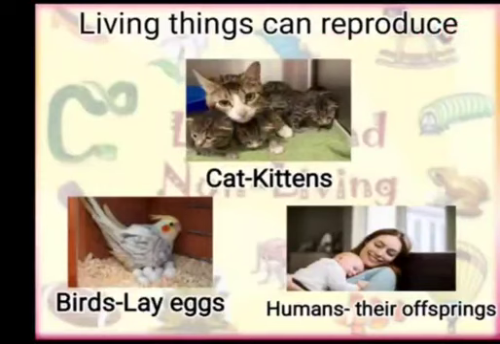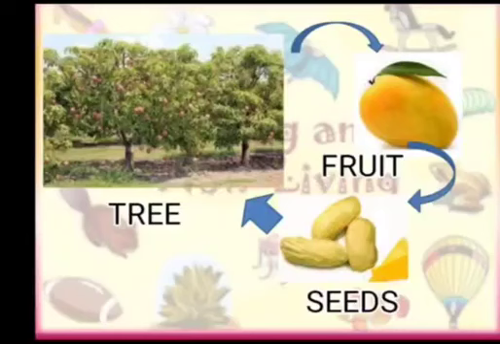Living things can reproduce. Reproduce means to produce young ones of our own type. Like cat gives birth to kittens, birds lay eggs to give birth to their babies, and humans give birth to their offsprings. If we take the example of plants, seeds are sown into the soil to get the tree. From tree we get the fruits. From the fruits again we get the seeds, and these seeds are again sown into the soil. So this cycle goes on, and this is how the plants reproduce.